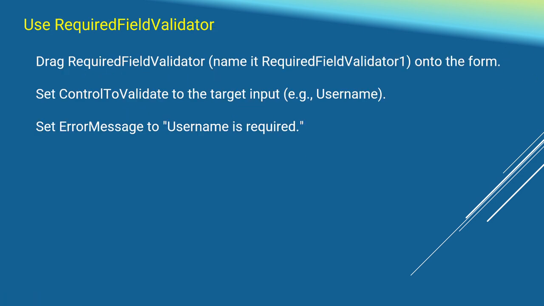The required field validator ensures that users do not leave important fields empty. For example, drag this validator onto your form and set it to validate the username field. If the user tries to submit the form without filling this field, an error message will appear.